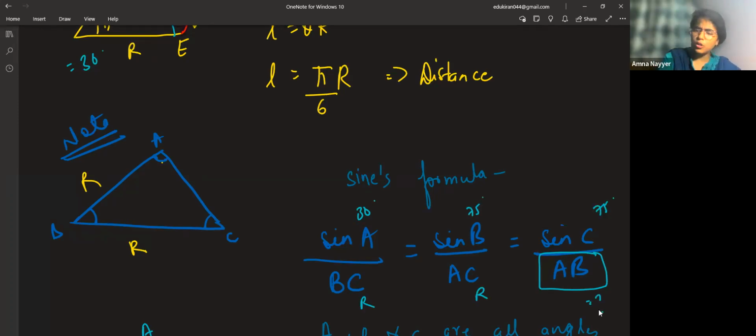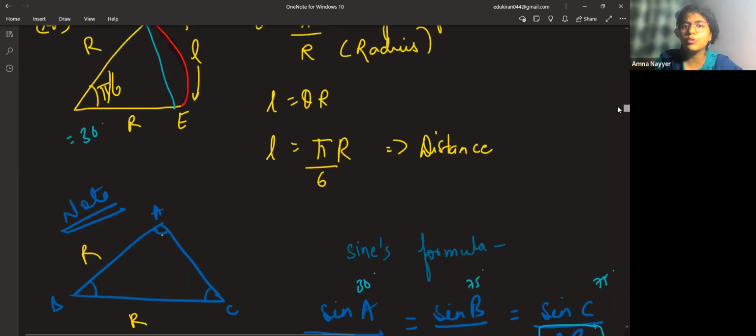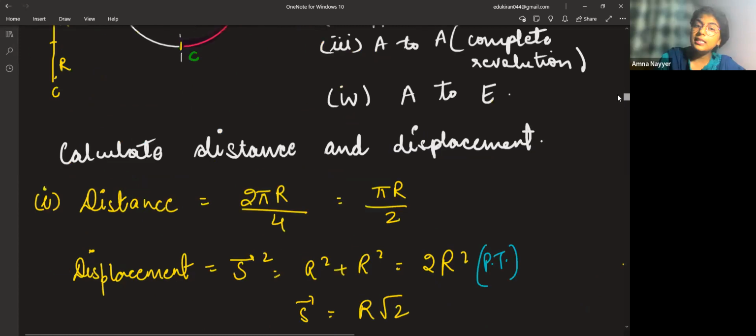I'm not solving this further, you should just know the method. If a question comes, you should solve it in this way. Clear till here?